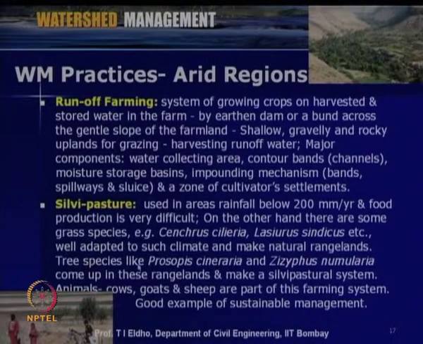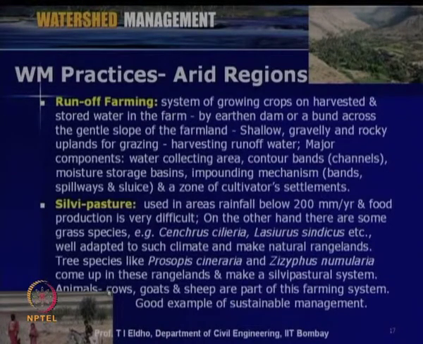The tree species like Prosopis cineraria and Ziziphus nummularia come up in these rangelands. So these kinds of plants grow in this area and make a silvipastoral system. Once this type of plants or grass species grows in the area, we call such a system a silvipastoral system.